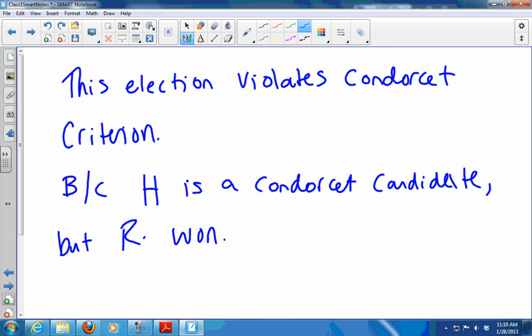Does the plurality method in this instance satisfy or violate the Condorcet criterion? Okay, so here, I'm going to write that. Violates the Condorcet criterion.